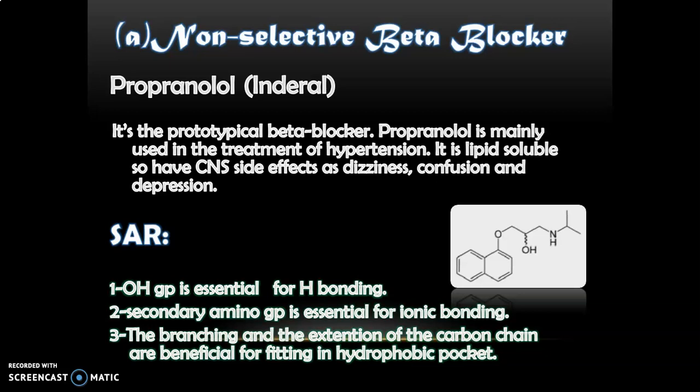Structural activity relationship of the beta blockers, that is propranolol. The 1-hydroxy group is essential for hydrogen bonding. The secondary amino group is essential for the ionic bonding, and the branching and the extension of the carbon chain are beneficial for fitting to the hydrophobic pocket.